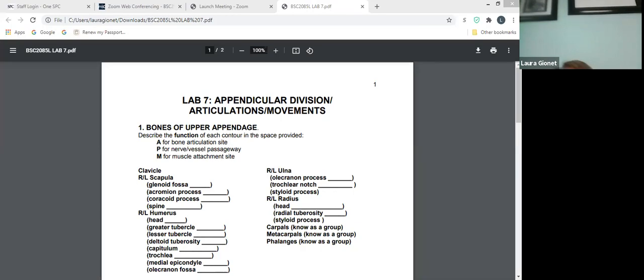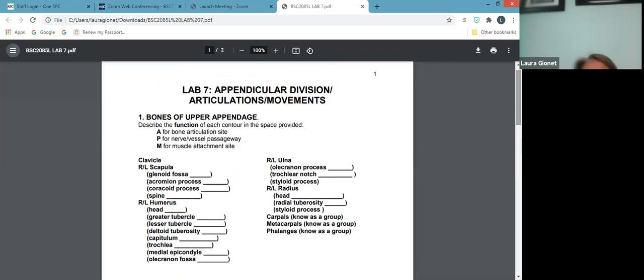Okay, so we are on lab 7, appendicular division, articulations and movements. So I'm going to go through the document as usual first, and then we'll go through some of the images, or all the images actually.